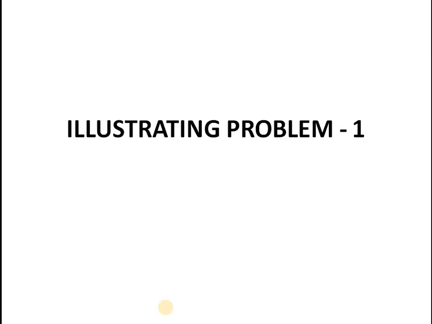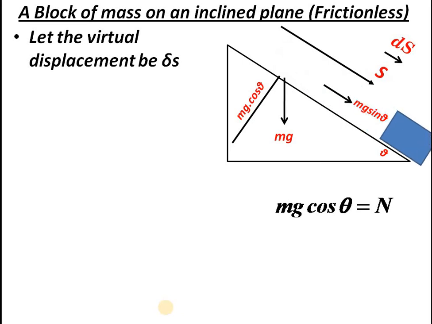Now let us try to illustrate D'Alembert's principle with some standard typical problems. Here is one problem. A body is moving along an inclined plane. The plane is at an angle theta with respect to the horizontal, and the surface is frictionless. For our convenience, we have taken a simple problem. So frictionless. And wherever the body is, there is an mg acting downward.